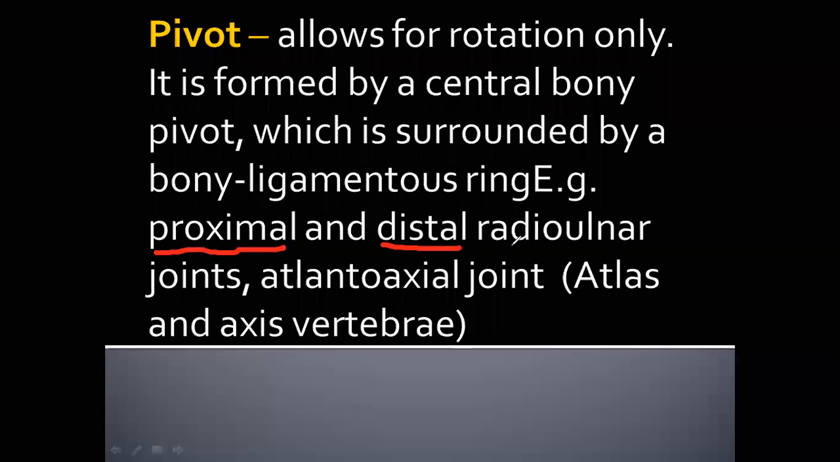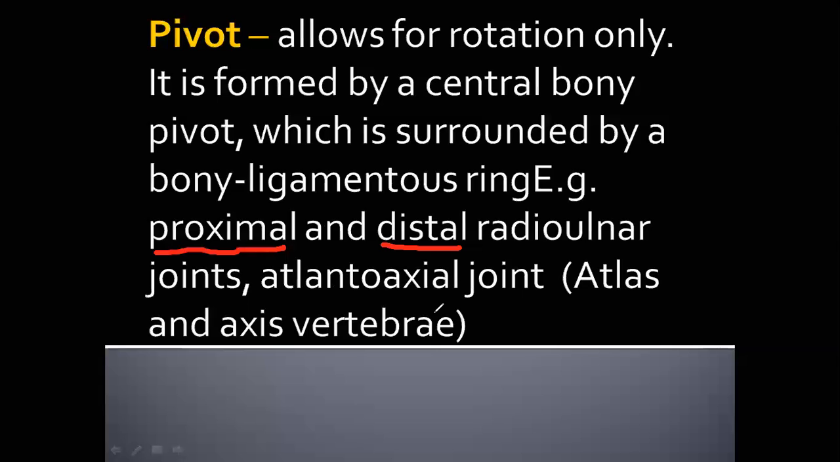The lower part of the radius and ulna is articulated with the carpal bones, with our hand bones, and the upper part, the proximal part of the radius and ulna, is articulated with the humerus, the arm bone. So it is an example of a pivot joint.